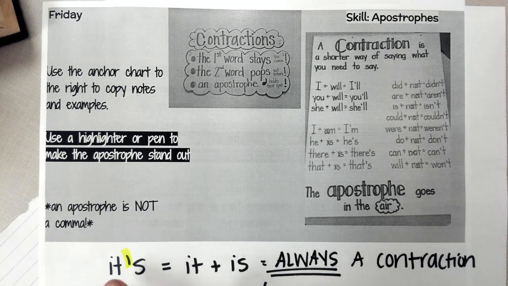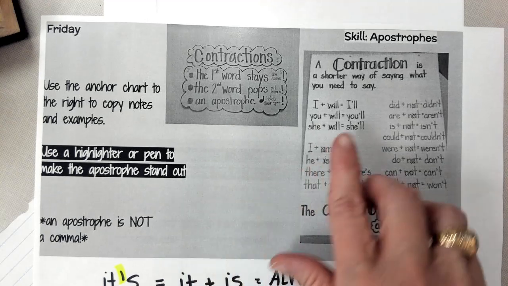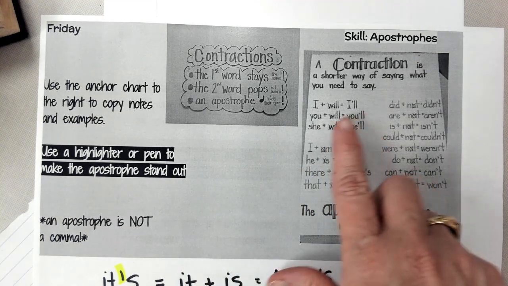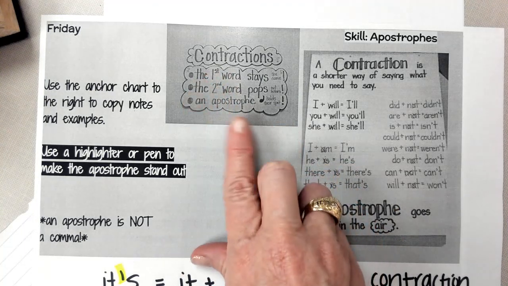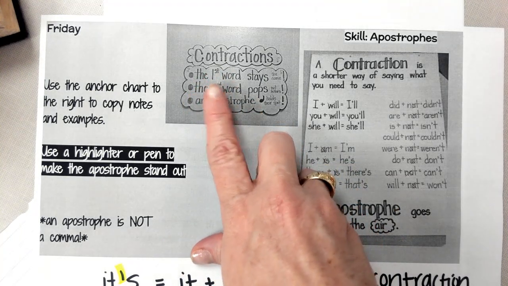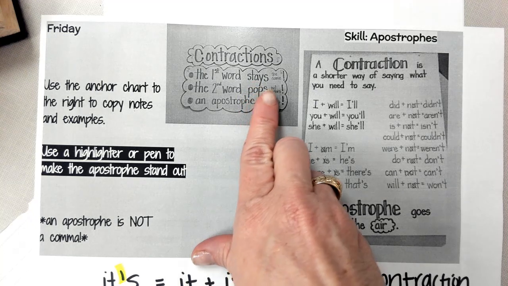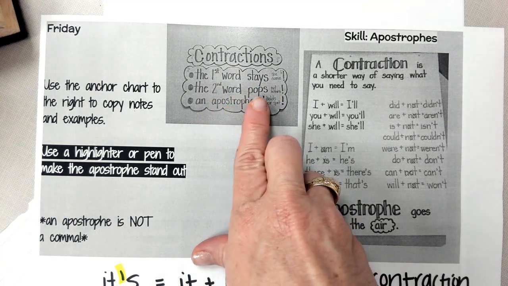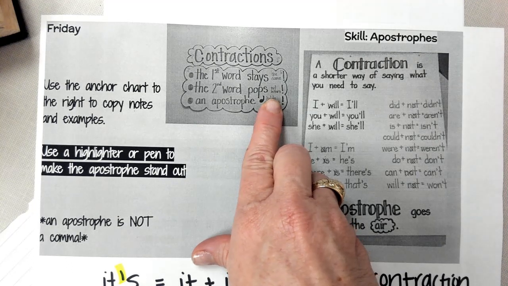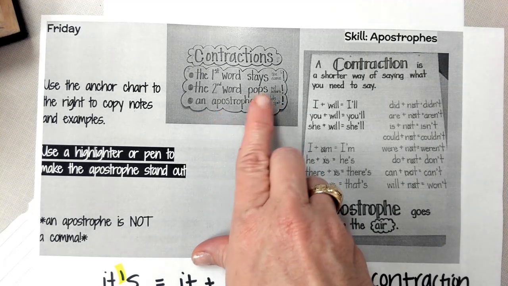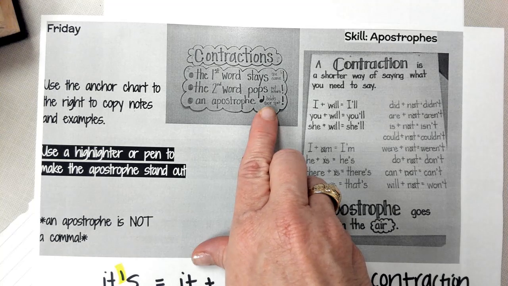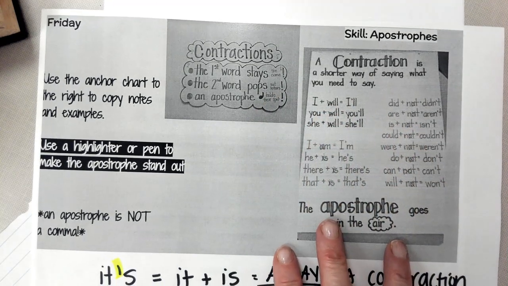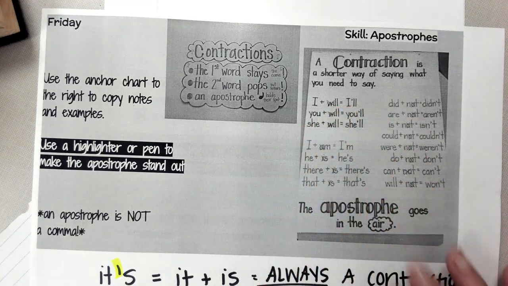One thing that I want you to know today is an apostrophe is not a comma. An apostrophe goes in the air, and when we make a contraction, the first word stays the same. The second word pops out letters, and an apostrophe holds their spot. Some contractions that we're going to be putting in our notes today are over here to the right.